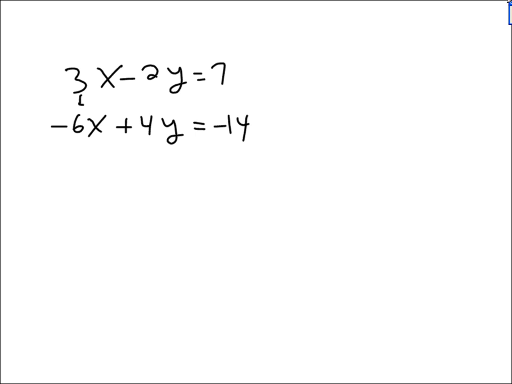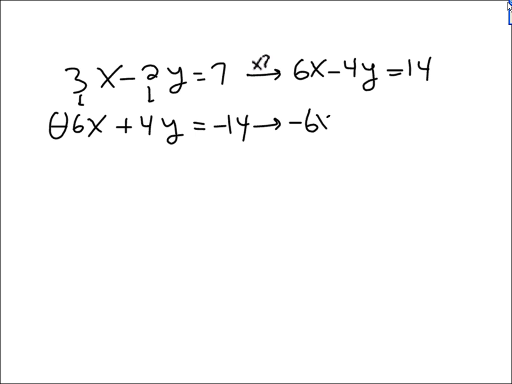Okay, 3 and 6, 2 and 4. Well, if I double the first equation, the x's will be the same, up to the sign. I don't care about the signs. If I double the first equation, I'll have 6x minus 4y equals 14. And if I do nothing to the second equation, I will have this. And since they just differ by signs, I add.